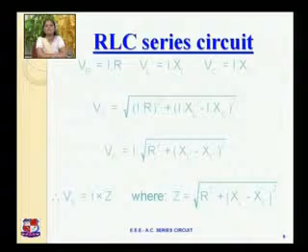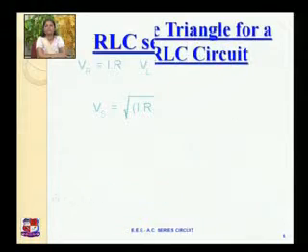In the last session we discussed that the impedance of a circuit Z is equal to R plus JX, and if you have to find the magnitude of Z, then it is equal to the square root of R square plus X square. The same equation we are using here. Z is equal to the square root of R square plus X square, where the net value of X is equal to XL minus XC. So it is (XL minus XC) square.